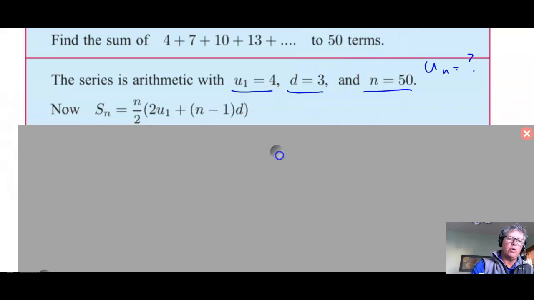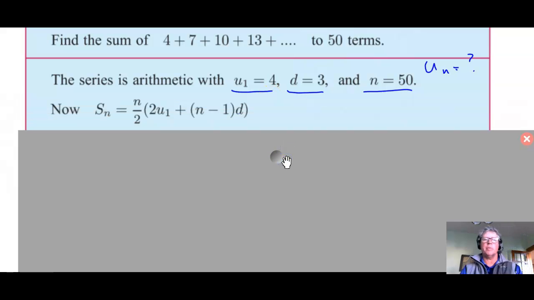All right, so maybe we write down that formula. Do we know the number of terms? We do. Do we know the first term? We do. Do we know the constant difference? We do. So in this case, maybe that one's a little bit more effective.